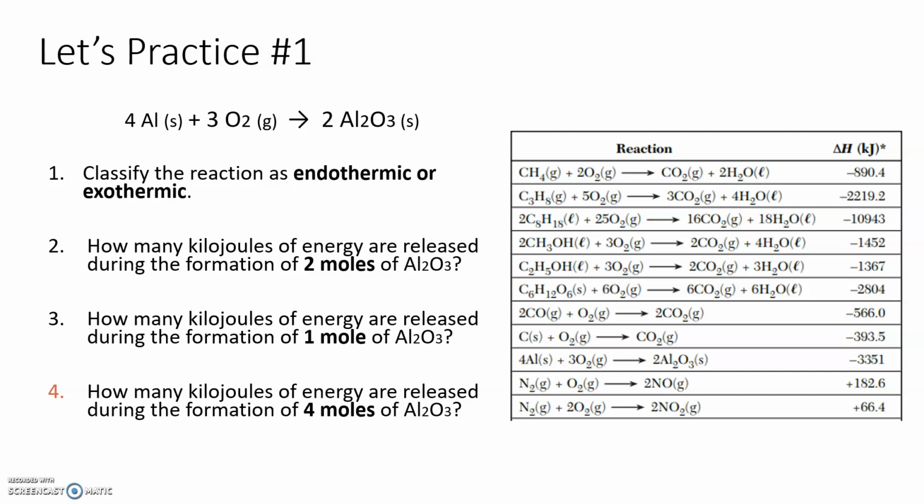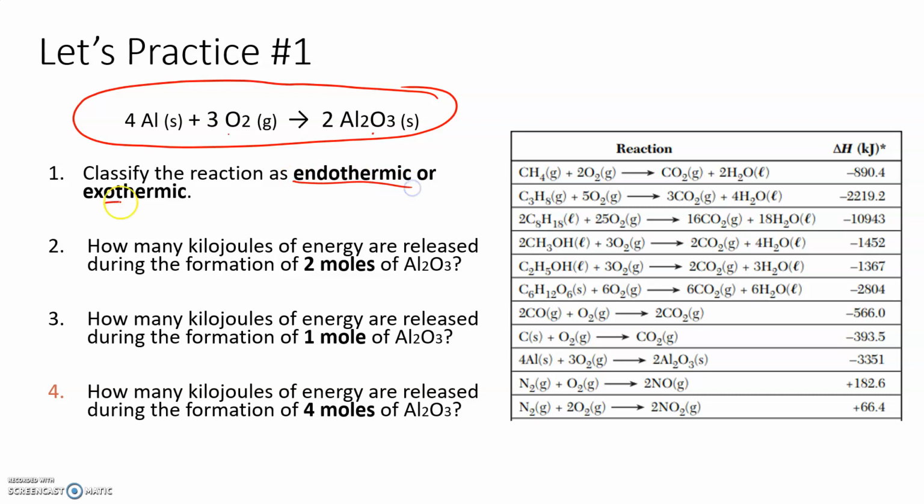All right, so let's say you have this reaction here. It's a synthesis reaction. You have aluminum plus oxygen, making aluminum oxide. And the first thing we're asked is, can we classify this reaction as endothermic or exothermic? Well, in order to really figure that out, I would need to know the delta H for this reaction. I would need to find this reaction on Table I, and actually, here it is right here. And it shows me the delta H is negative 3,351 kilojoules.